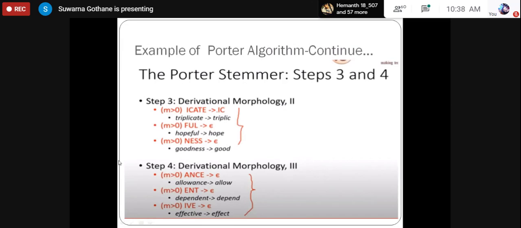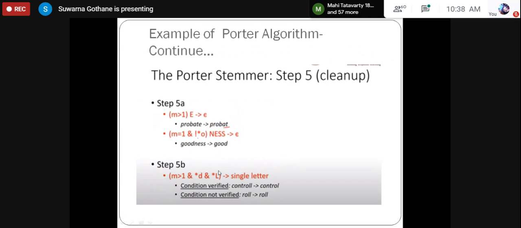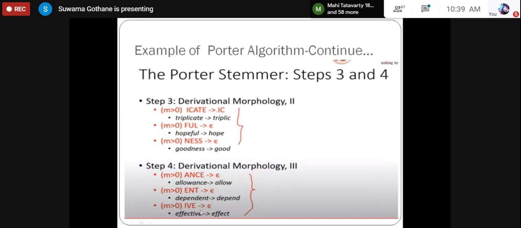So, derivation morphology step 4, m is greater than 0, again for all the conditions m is greater than 0, and it means there exists a combination of vowel and consonant in a particular word, such as the word allowance. So if ANCE is ending a particular word, it is going to be replaced with null, so allowance becomes allow. Then again, ENT also is going to be null, so dependent becomes depend.